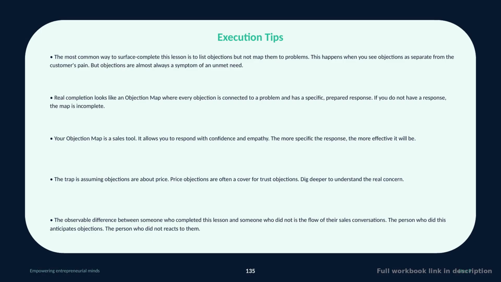Here are some tips. The most common shortcut is to list objections, but not map them to problems. This happens when you see objections as separate from the customer's pain. Real completion looks like a map where every objection is connected to a problem and has a prepared response. Your objection map allows you to respond with confidence. And the trap is assuming objections are about price. Price objections are often a cover for trust objections.